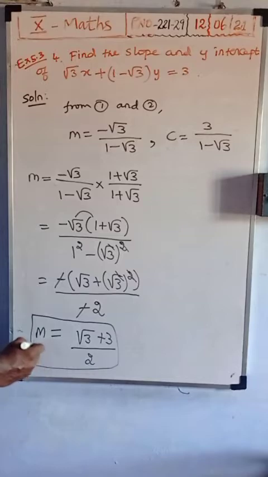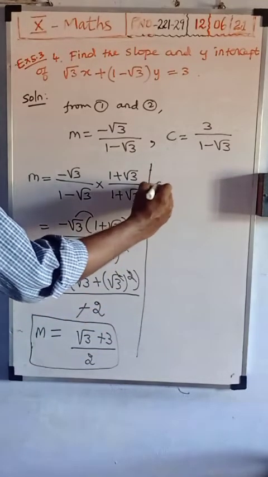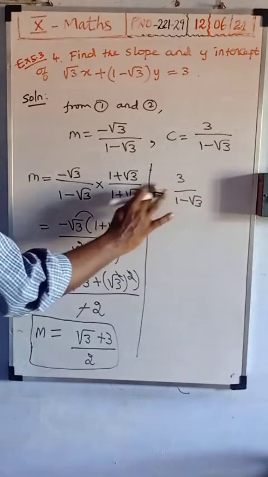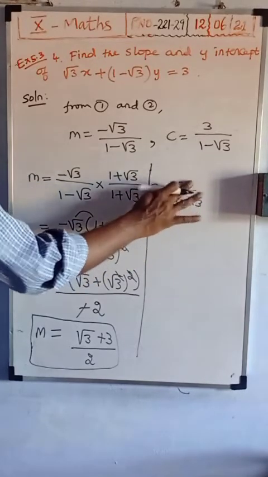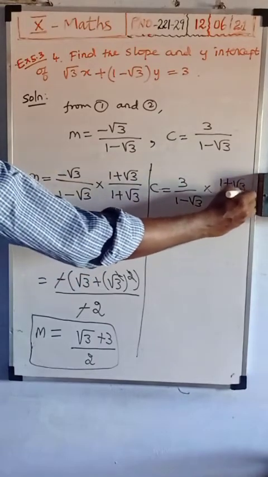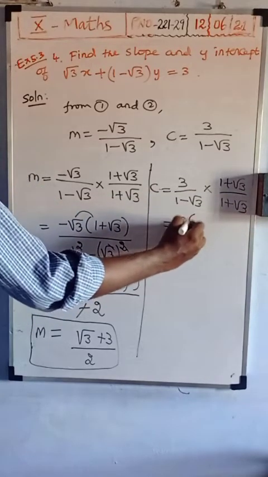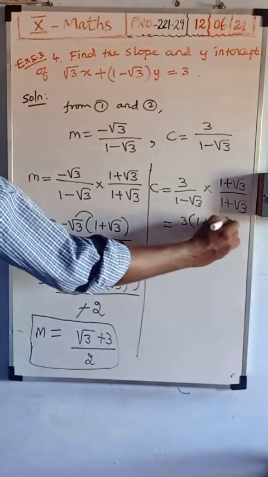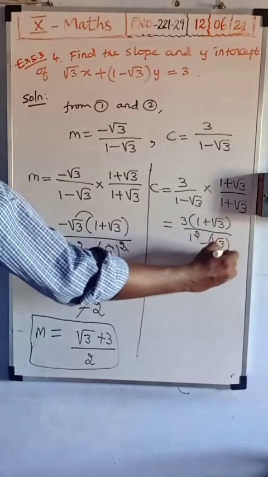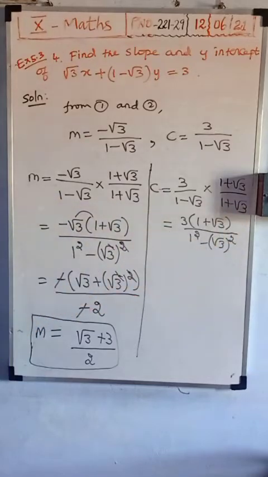Okay, like that. C, we want to simplify. So c is equal to 3 by 1 minus root 3. Yes, c is equal to 3 divided by 1 minus root 3. So you are taking the conjugate, 1 plus root 3 divided by 1 plus root 3. Now the numerator is 3 of 1 plus root 3, divided by, here, 1 square minus root 3 to the whole square. Yes, a minus b into a plus b is a square minus b square.